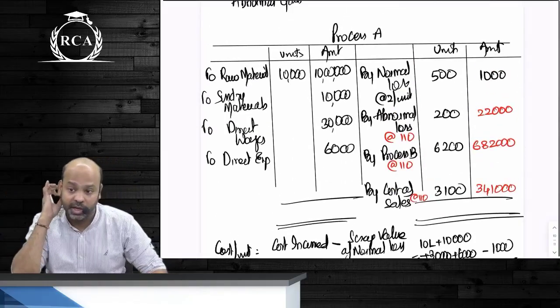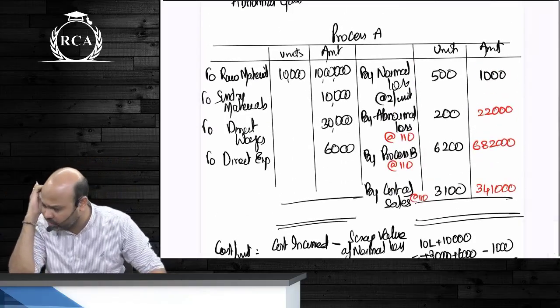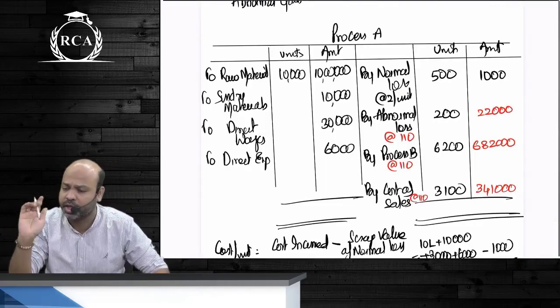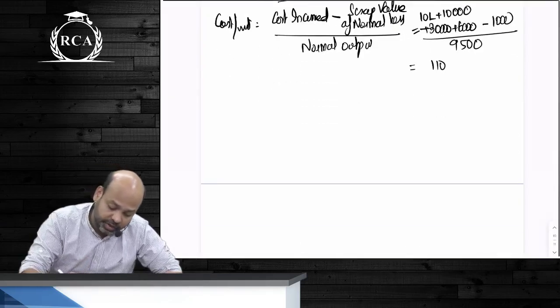Did you understand why I wrote the scrap value of normal loss and everything? It's the same thing that we have just done, guys. Even now, whatever we did in the 7 cases, we are doing the same, nothing new. Now, guys, process B.